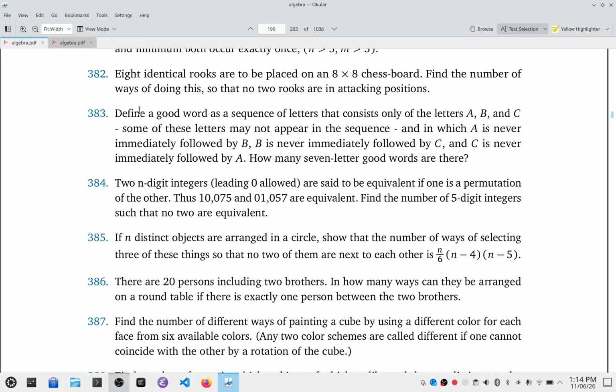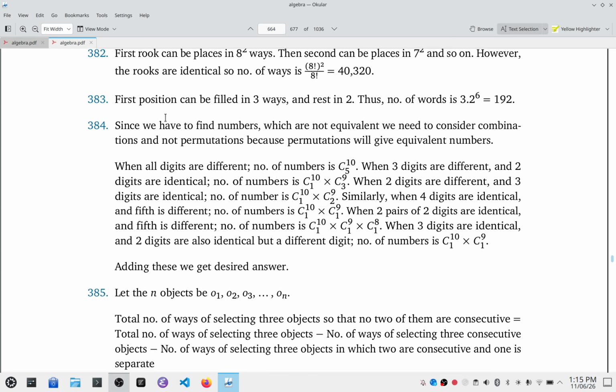Question 383 says: define a good word as a sequence of letters that consists only of the letters A, B and C. Some of these letters may not appear in the sequence, in which A is never immediately followed by B, B is never immediately followed by C, and C is never immediately followed by A. How many 7-letter good words are there? So the first position can be filled in 3 ways and the rest in 2 ways each. Thus the number of words is 3 multiplied by 2 to the power 6, that is 192.